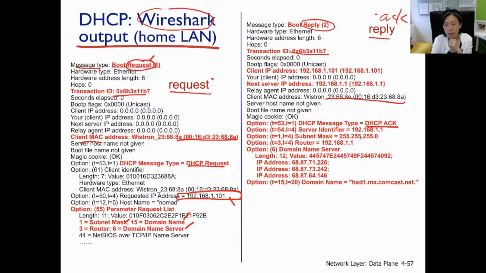In the response, the server says, okay, hey client, it's okay to use this IP address. Go ahead. In the meantime, it's also returning the subnet mask, the first hop router, as well as the IP addresses of the DNS servers and the domain name.